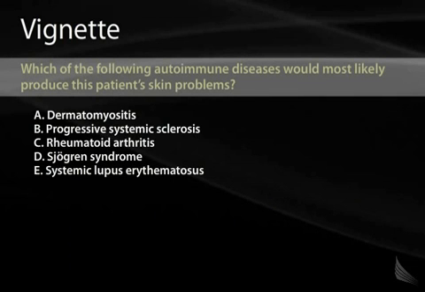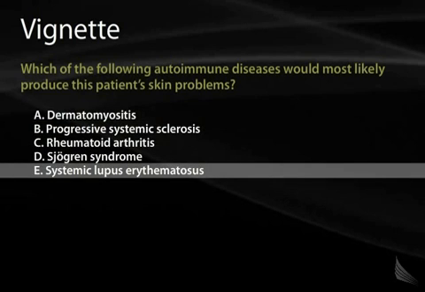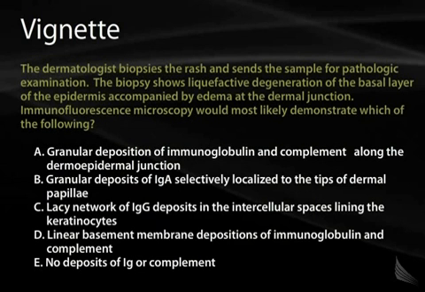Which of the following autoimmune diseases would most likely produce this patient's skin problems? Is this dermatomyositis, progressive systemic sclerosis, rheumatoid arthritis, Sjogren's syndrome, or systemic lupus erythematosus? And the answer is E. The classic facial characteristics kind of lead you to this answer choice, SLE.